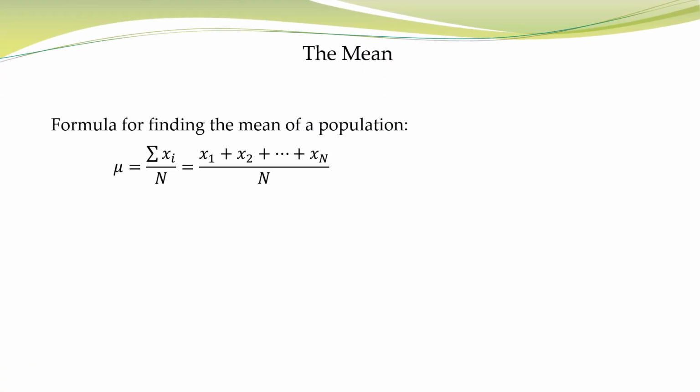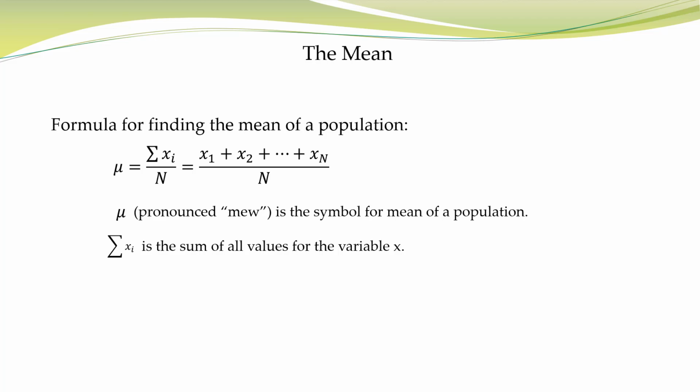For a population mean, it's the same thing, except this time we use mu, the Greek letter, for the symbol for the mean of a population. You have the sum of xi, the sum of all values for x, and you have capital N for the size of the population.